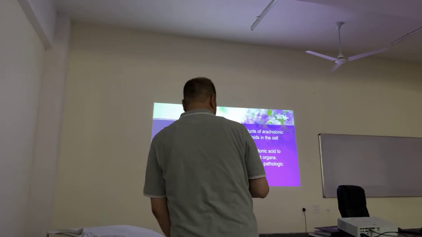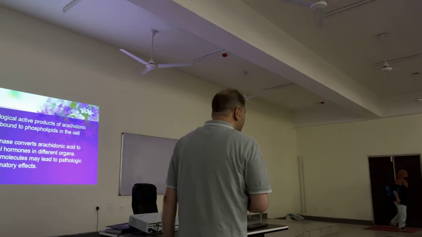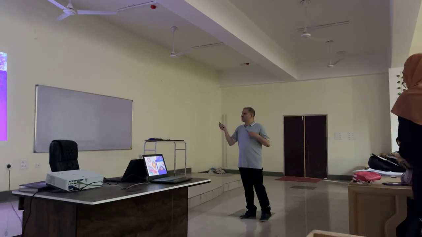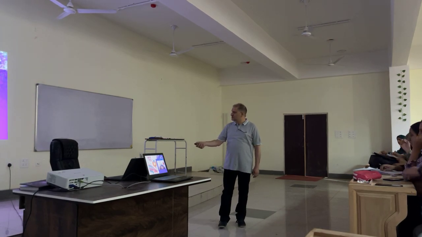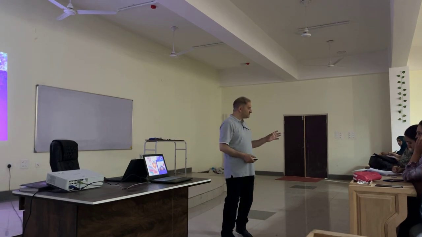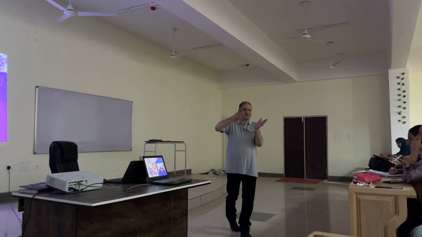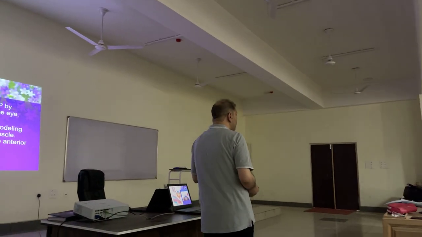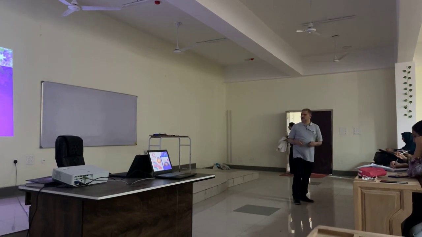They are the products of arachidonic acid, which may be the cyclooxygenase enzyme. So they lower the IOP by the uveoscleral outflow and the relaxation of the ciliary muscle, and the extracellular matrix in the ciliary body. That means that they create gaps in the ciliary body, and the aqueous goes through the ciliary body, through the suprachoroidal space, directly. So this is the mechanism of their action. They increase the uveoscleral outflow.